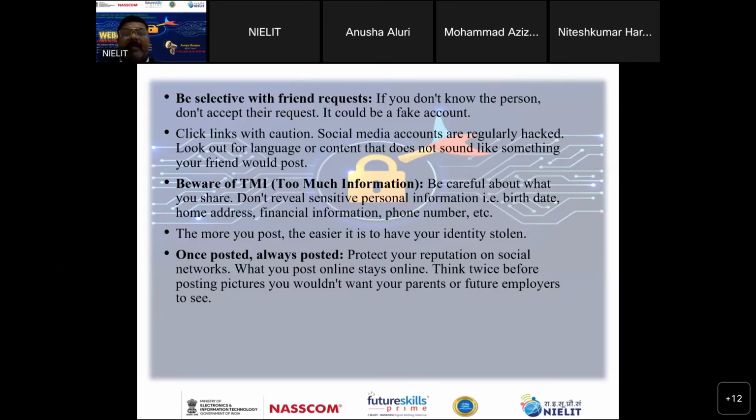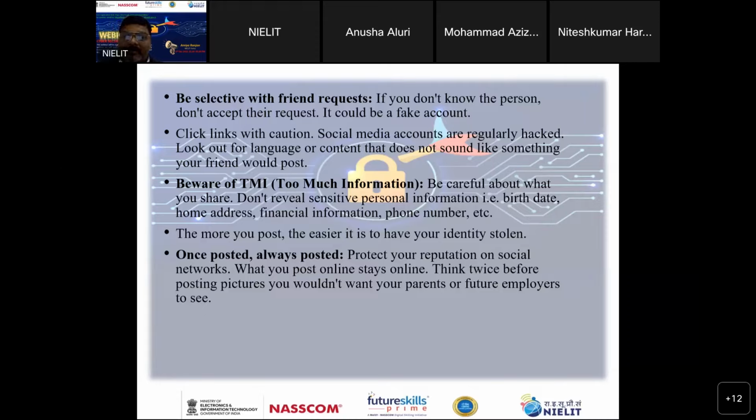Beware of TMI, too much information. Never share too much information on social media. Be careful about what you share. Don't reveal sensitive personal information, i.e. birth date, home address, financial information, or phone number, etc. The more you post, the easier it is to have your identity stolen.